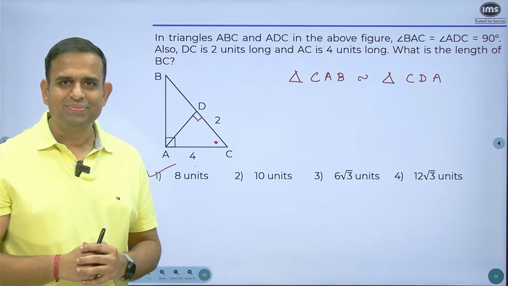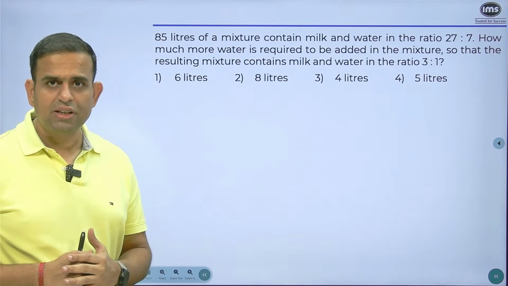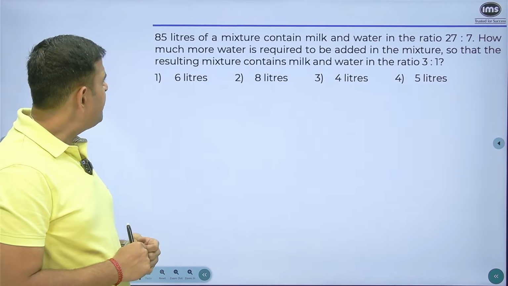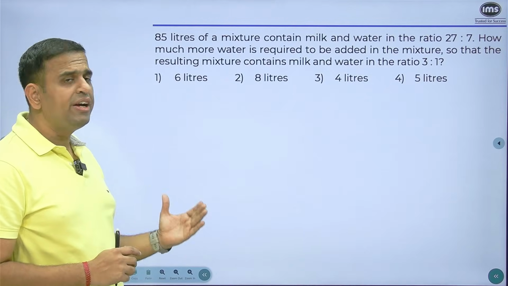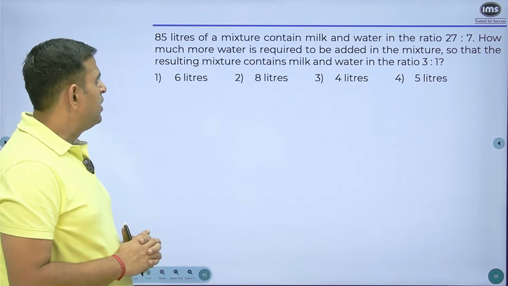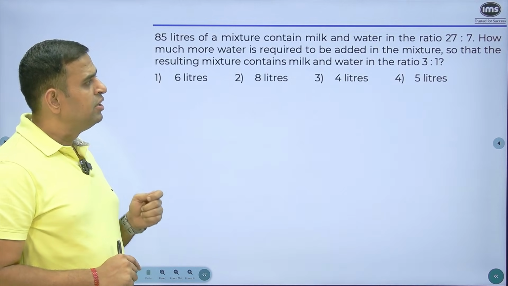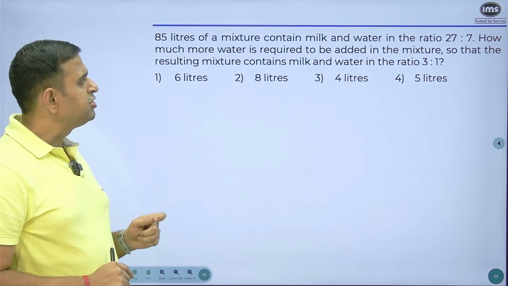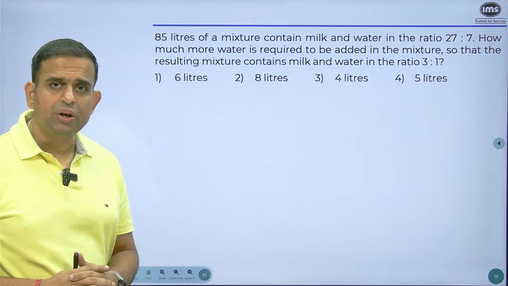The next sum happens to be the concept of mixtures and alligation. The sum goes like this. 85 liters of a mixture containing milk and water are in the ratio of 27:7. How much more water is required to be added to the mixture so that the resulting mixture contains milk and water in the ratio of 3:1?